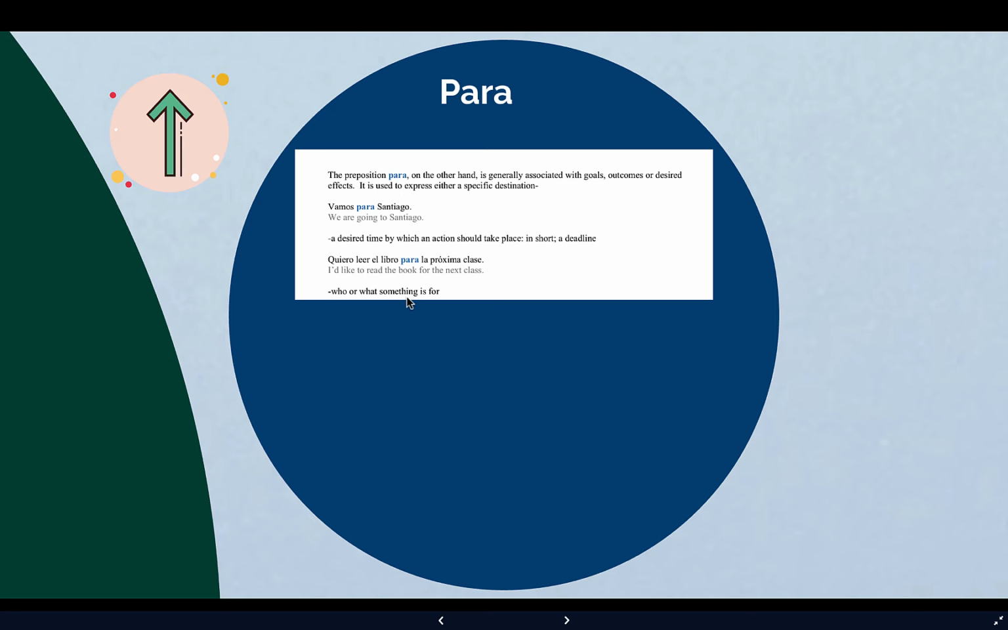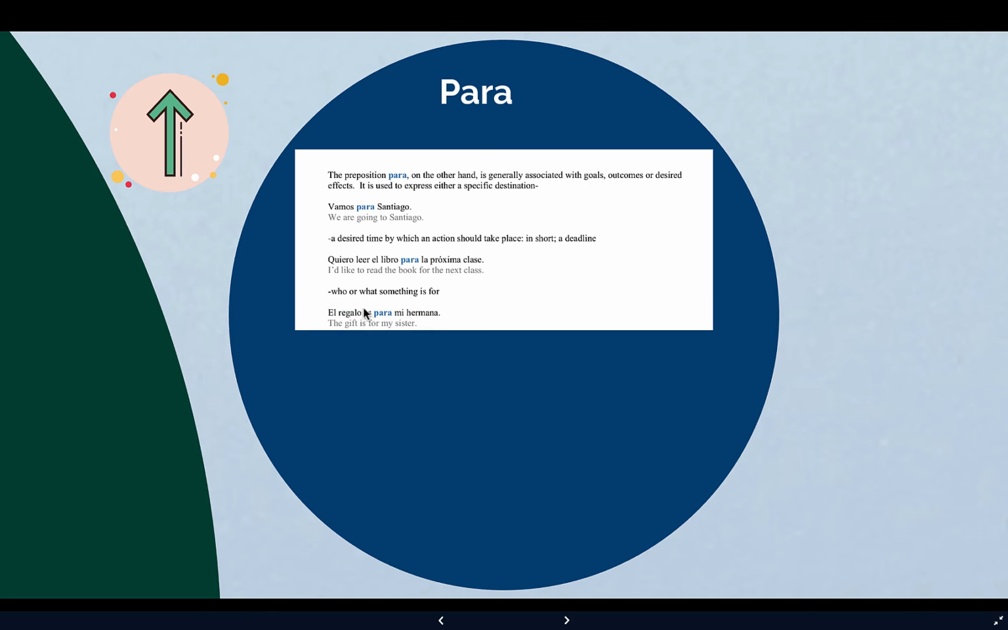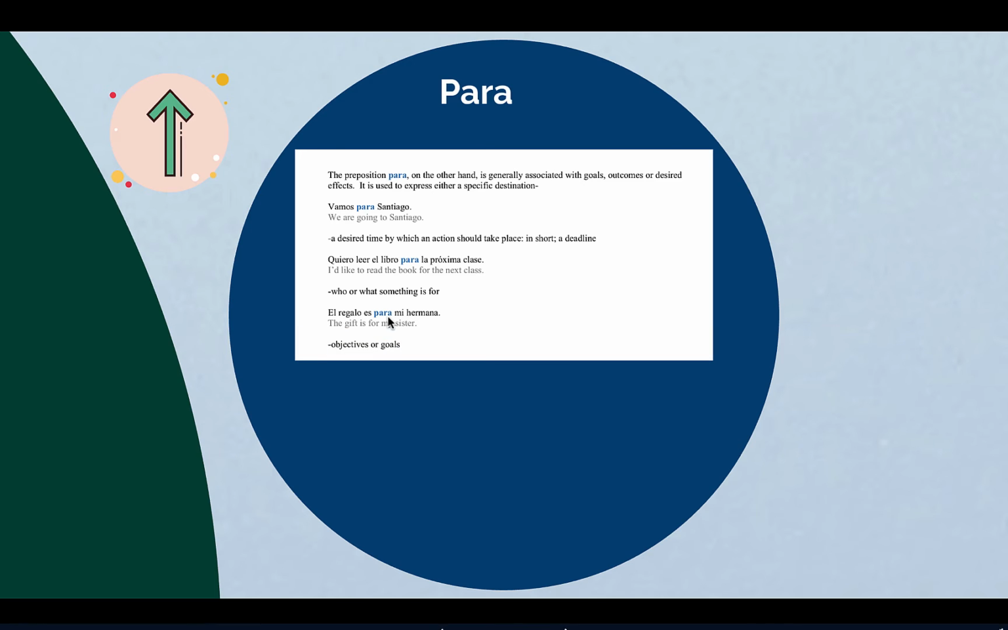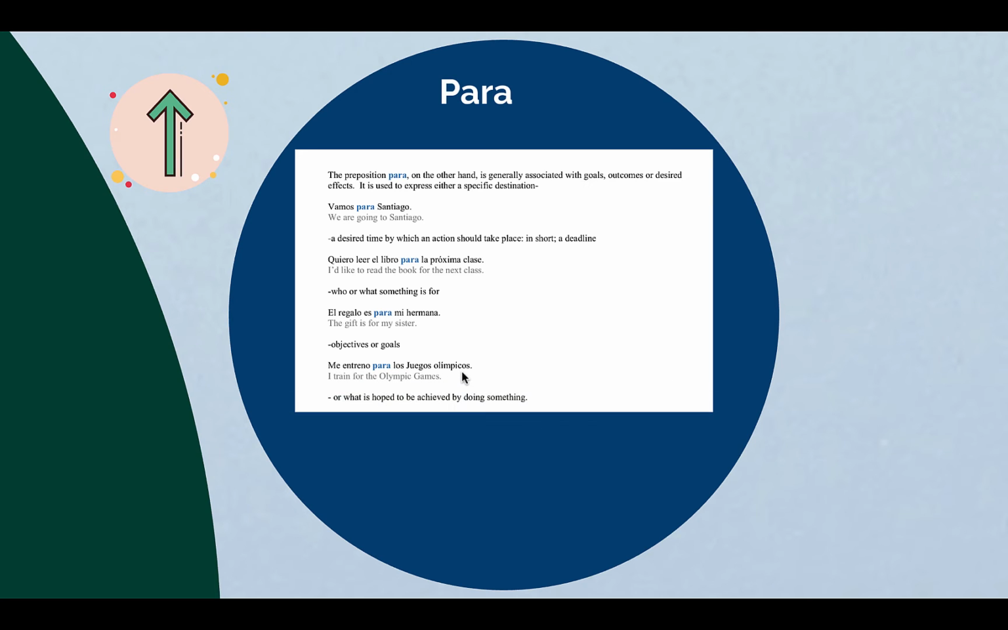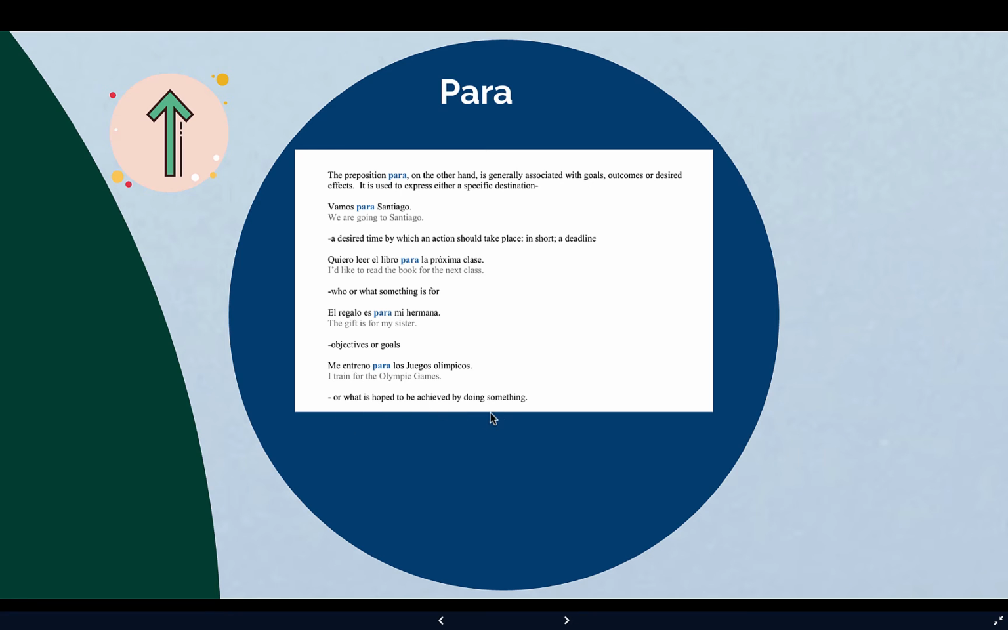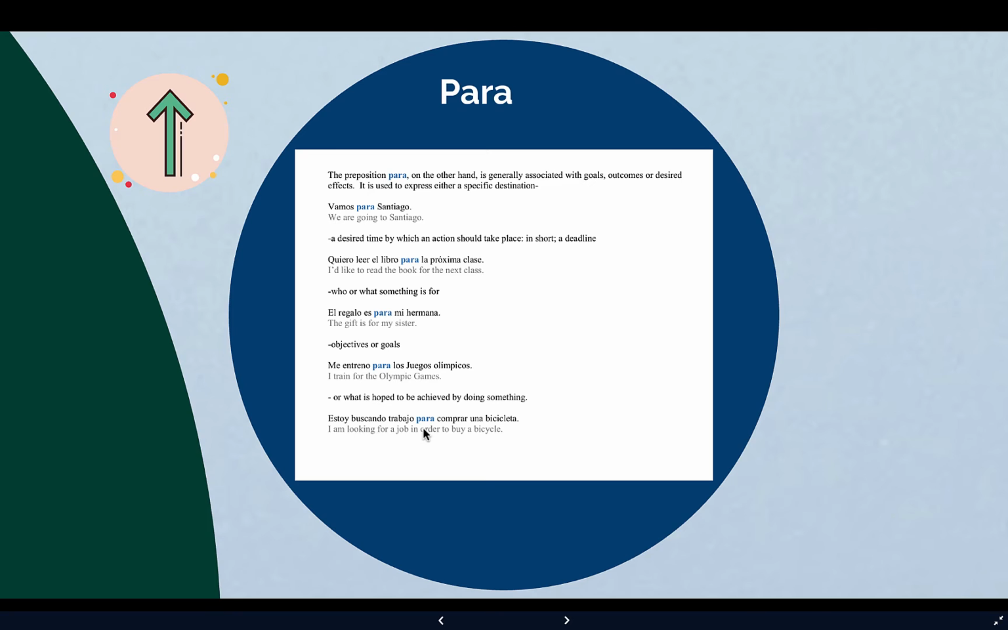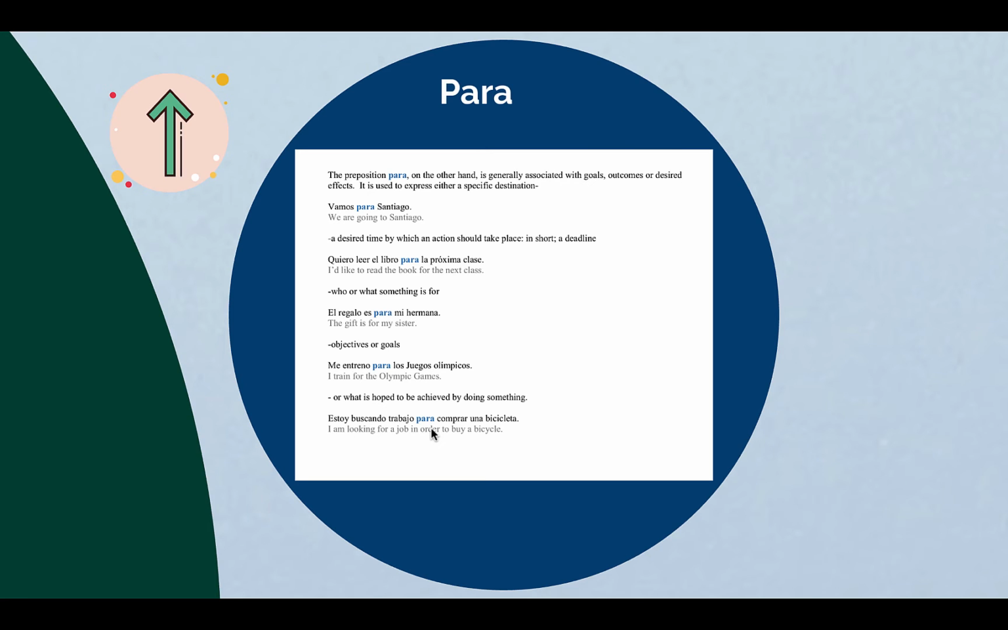who or what something is for, el regalo es para mi hermana, objectives or goals, me entreno para los Juegos Olímpicos, or what is hoped to be achieved by doing something. Estoy buscando trabajo para comprar una bicicleta. Great.